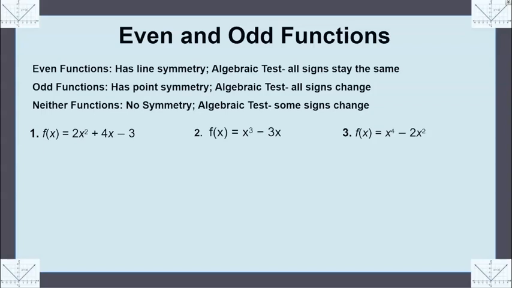So with an odd function, the odd function has point symmetry, which means it's rotating around a point 180 degrees. And if you can't tell from the graph, then you use the algebraic test. And when you put a negative x in for x, you're going to see that all the signs change.